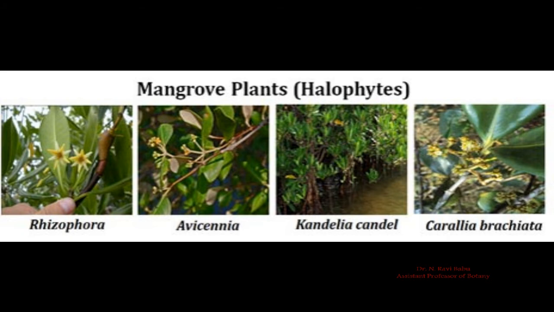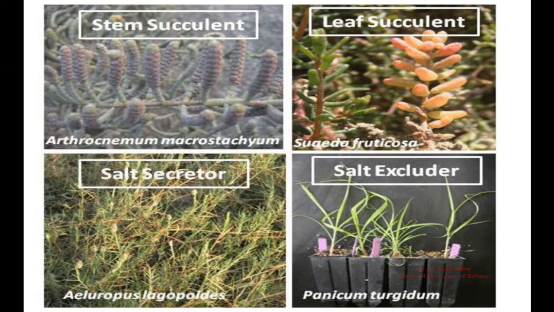Now, let us move on to the morphological adaptations, dear friends. The temperate halophytes are herbaceous, but the tropical halophytes are mostly bushy. They are found in the form of bushes. Tropical halophytes are seen in the form of bushes, whereas temperate halophytes are herbaceous.